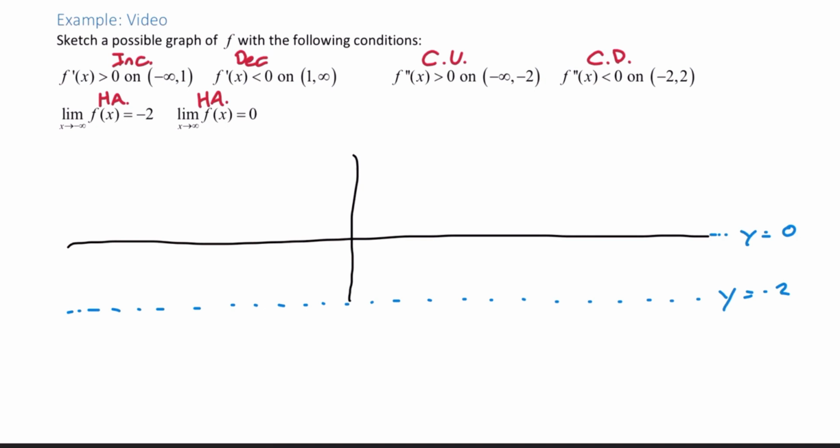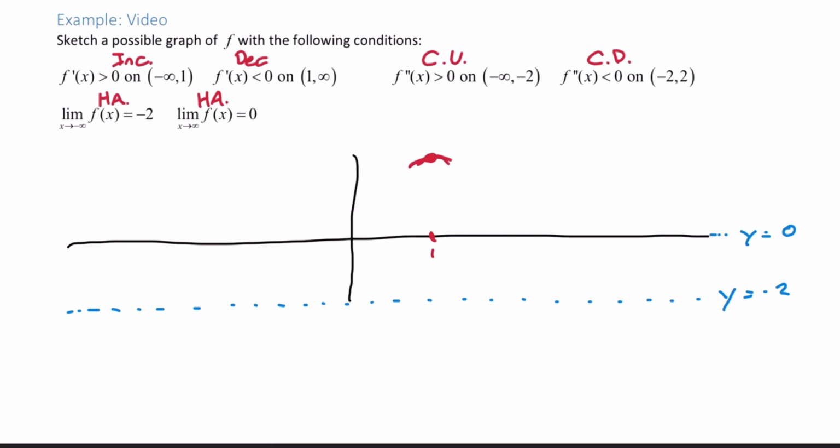f prime is increasing from -infinity to 1, and then it starts decreasing. So something's happening at 1. We know that there is a maximum because f prime is increasing and then it starts decreasing. So we know there's a max at x equals 1.